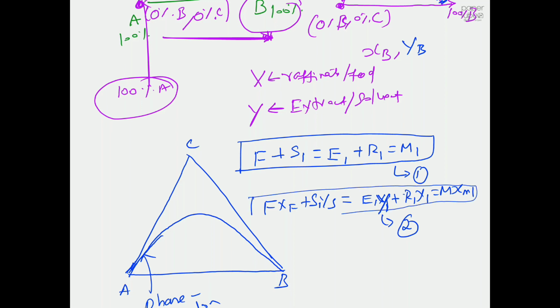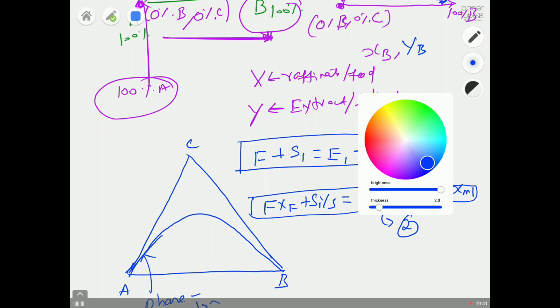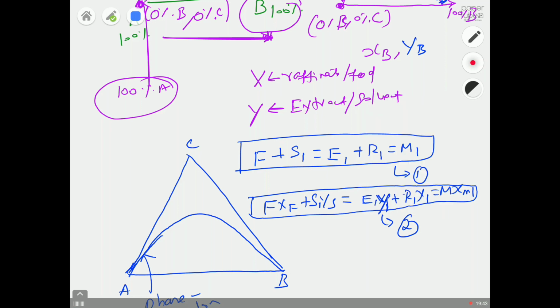So what does this equation mean? Just follow the red color. F plus S is equal to M1, and E plus R is also equal to M1.